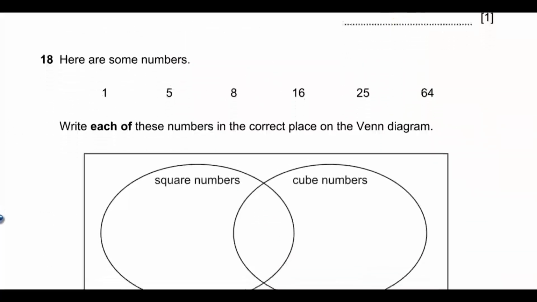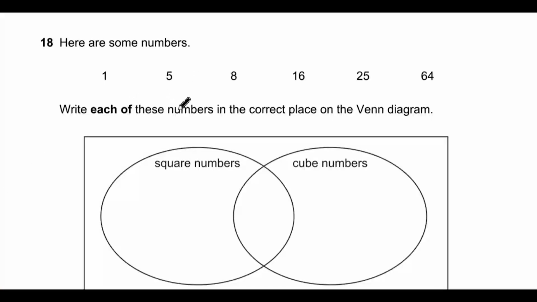So 18, here are some numbers. Write each of these numbers in the correct place on the diagram. Here it means a number that is both a square number and a cube number. So that's the middle. Here we have 1 and 64, as they are both square numbers and cube numbers. So this one is gone, and this one is gone. 5 is not a square number, so it will be outside the 2 circles. 8 is a cube number, so 8 should come here.